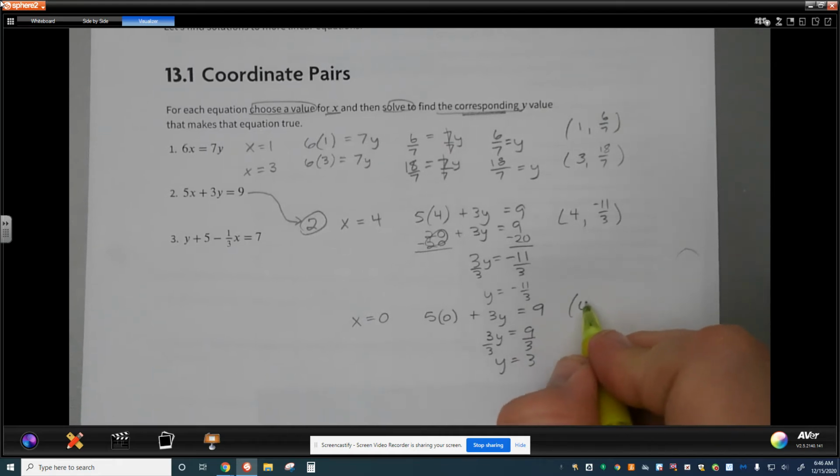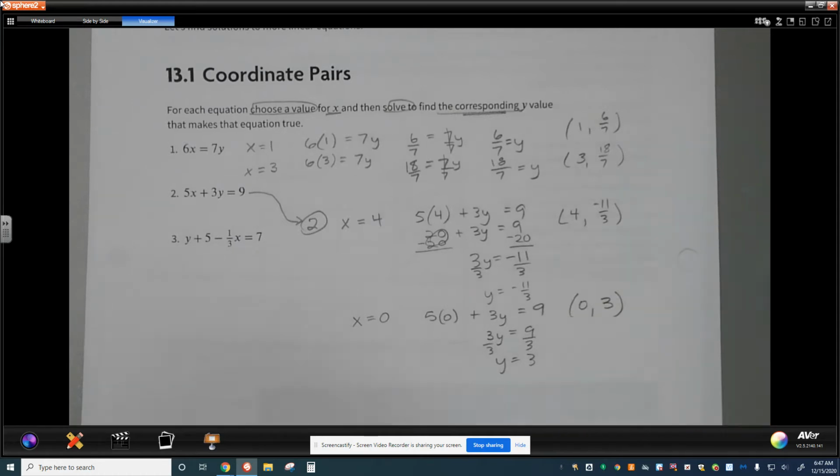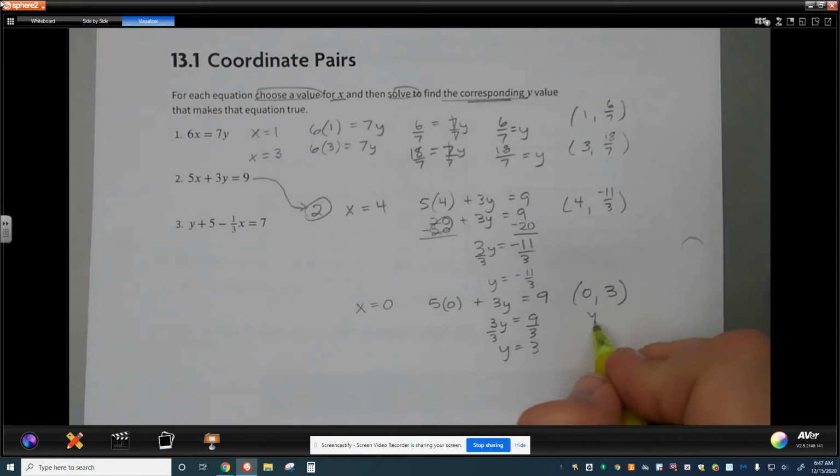And the cool thing about that is I now know that the y-intercept for this equation is (0, 3). That's kind of cool to know that that's the y-intercept.